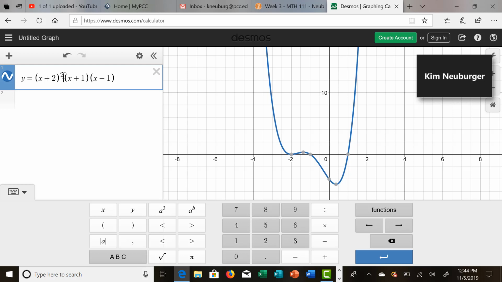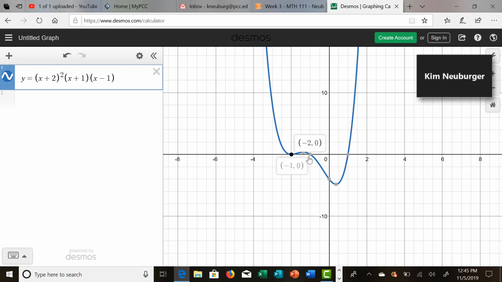So this is now a fourth degree polynomial because we could write the x plus 2 squared as x plus 2 times x plus 2. And then we also have an x plus 1 and an x minus 1. That's 4 factors. So this is now a fourth degree. Notice we now touch the x-axis at 3 spots. But if you look at this spot here at -2, it kind of goes down and touches it. It's almost like it's a little parabola right here.